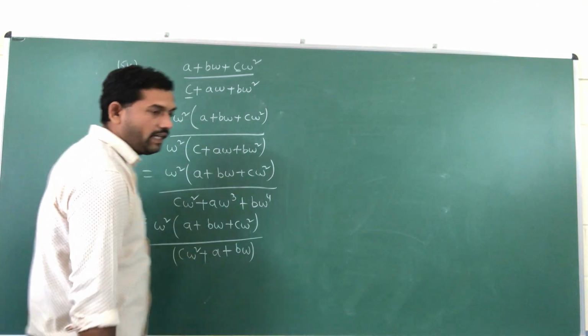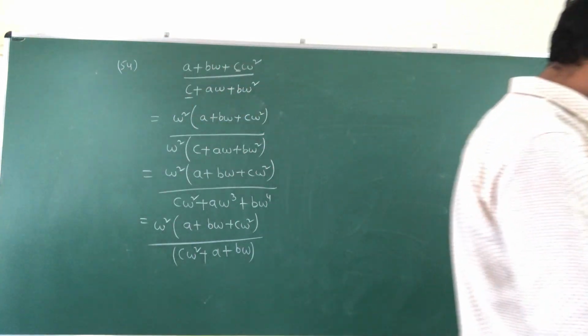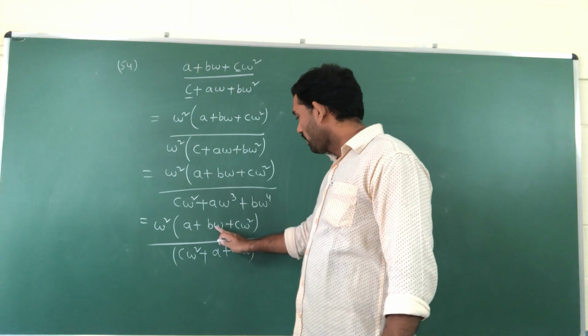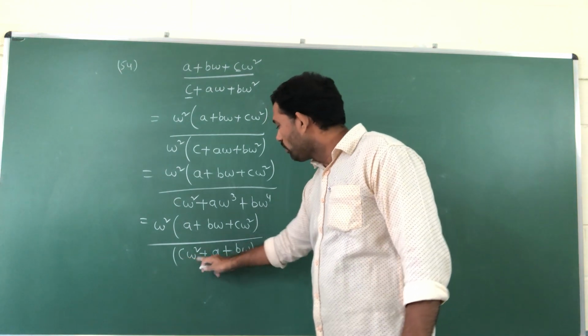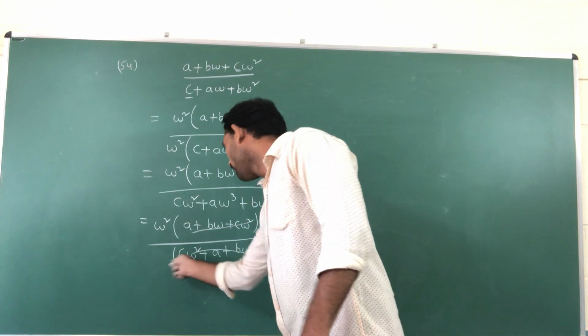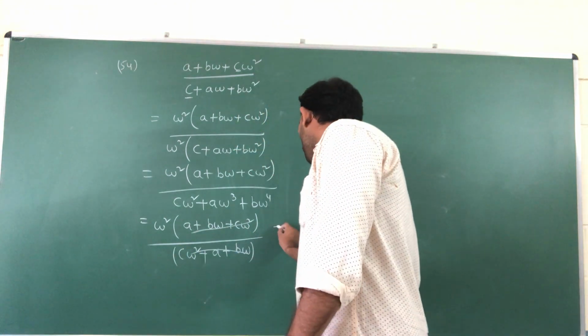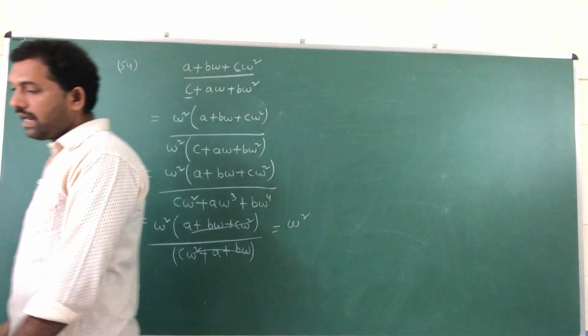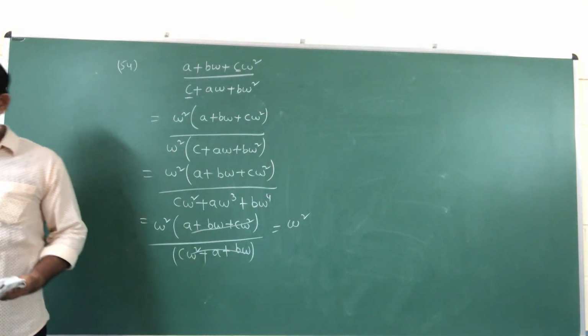Now verify the numerator and denominator values; matching values should be cancelled. So a is there, bω is there, cω² is there. Numerator and denominator both values are the same, so you cancel. So the answer is ω².